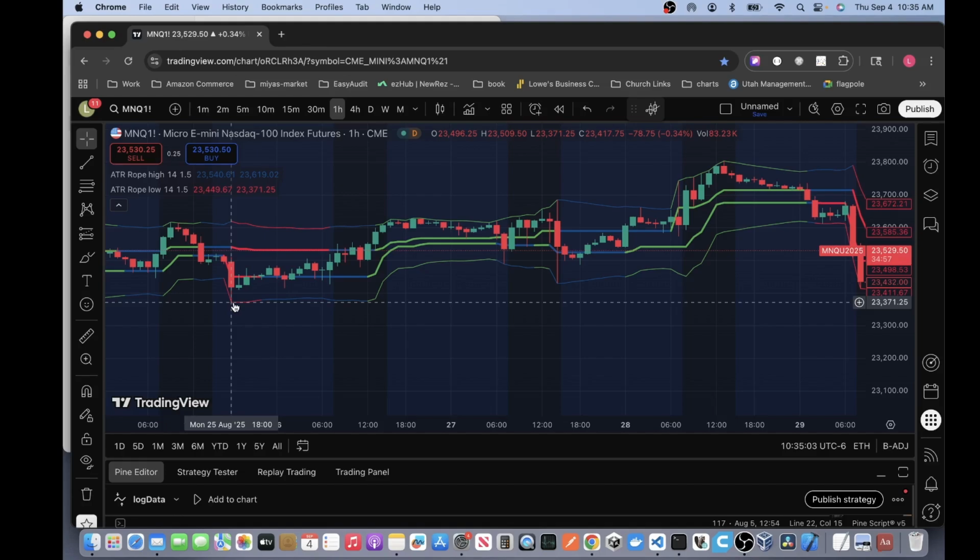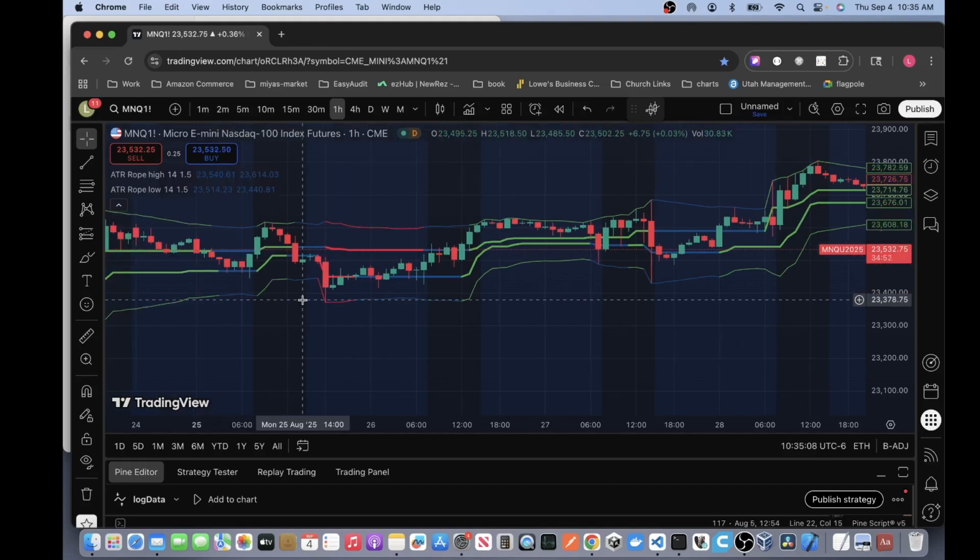And anytime you see a big candle, you can come look at it and say, what happened here? This is a 6 p.m. I actually don't know what happened there.